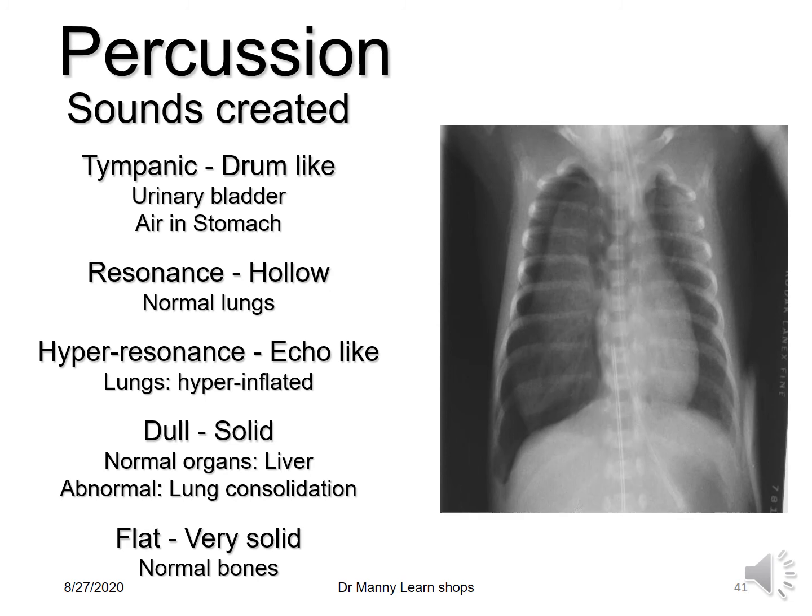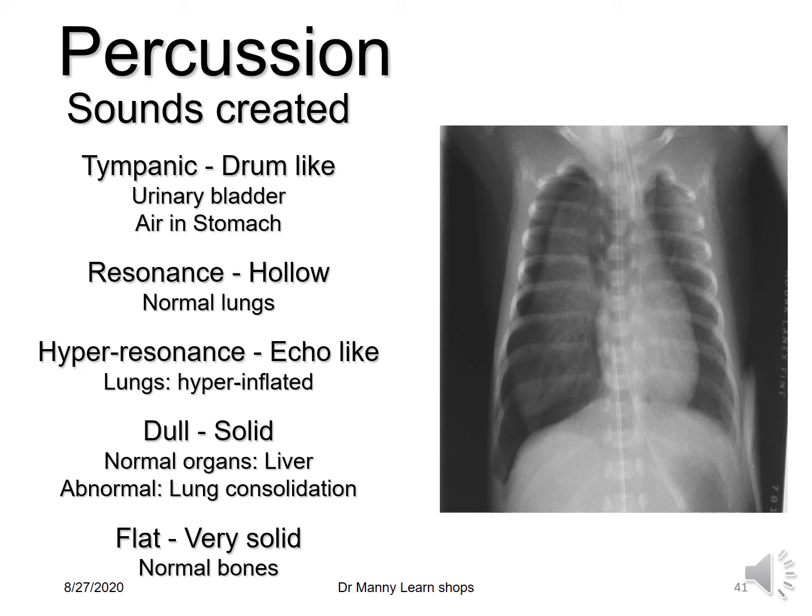You can also have a hyper-resonant sound, which is like an echo. And this is when the lungs or the thorax or even the abdomen is hyperinflated. It has a lot of air in there. And this can occur in chronic lung disease, which pediatrics can have. They can develop a pneumothorax. They can have a lot of air in the abdomen or just under the diaphragm.